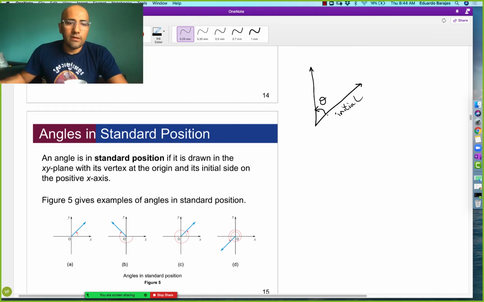And then the other one is called the working side or the terminal side. I'm not sure what they called it here, I forgot. Let's call it the terminal side. So the initial side stays fixed while we get to move around the terminal side. This is the one that slides back and forth so that we can create different angles.